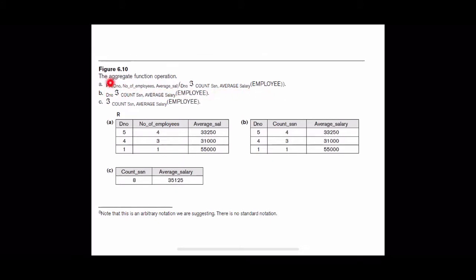So for the first query, this will be the resulting relation. The relation is renamed as R here, with the attributes DNO, number of employees, and average salary, and all this will be grouped according to the department number, and the corresponding values will be listed here. Like that, any expression can be represented.